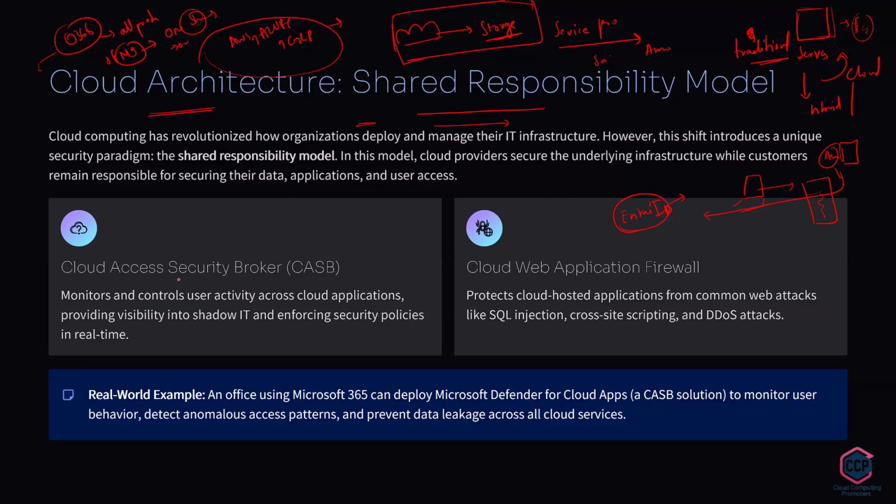Okay. So there is the cloud access security broker, and the cloud web application firewall, which we call WAF. It monitors and controls user activities across the cloud application, provides visibility into shadow IT, and enforces security policies in real time.